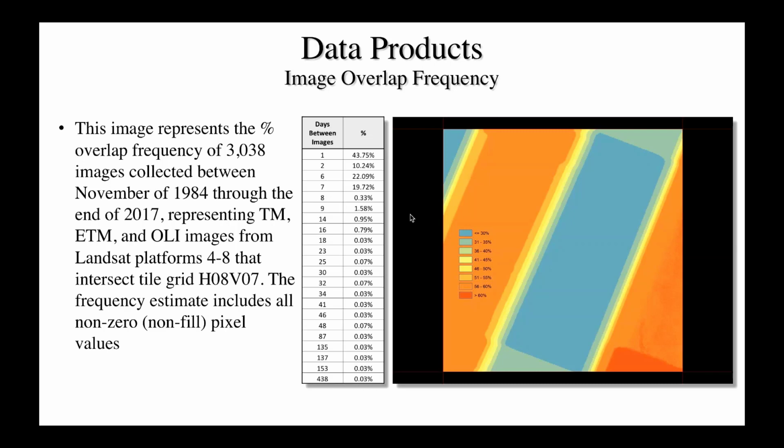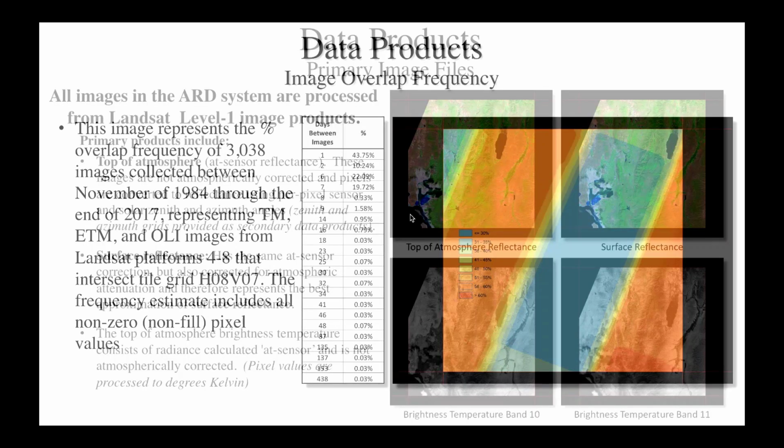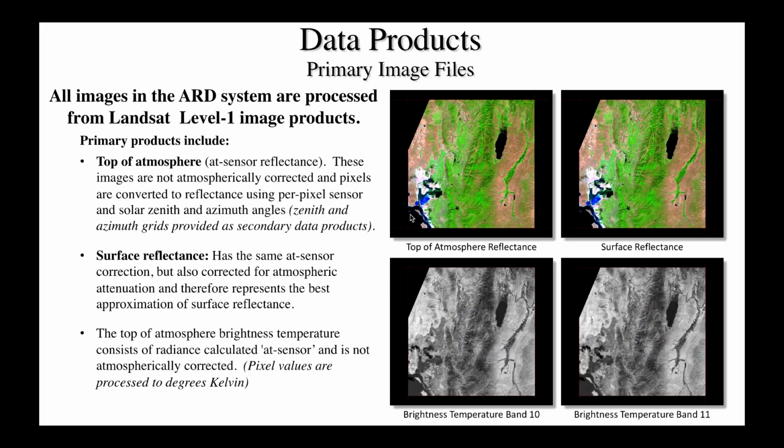Okay, so here are the examples of the 4 different products. The top of atmosphere, or the at-sensor reflectance, are not atmospherically corrected. They're basically converted to reflectance at the sensor. The surface reflectance is the same thing, but it's been corrected for atmosphere. So that represents the best approximation of surface reflectance.